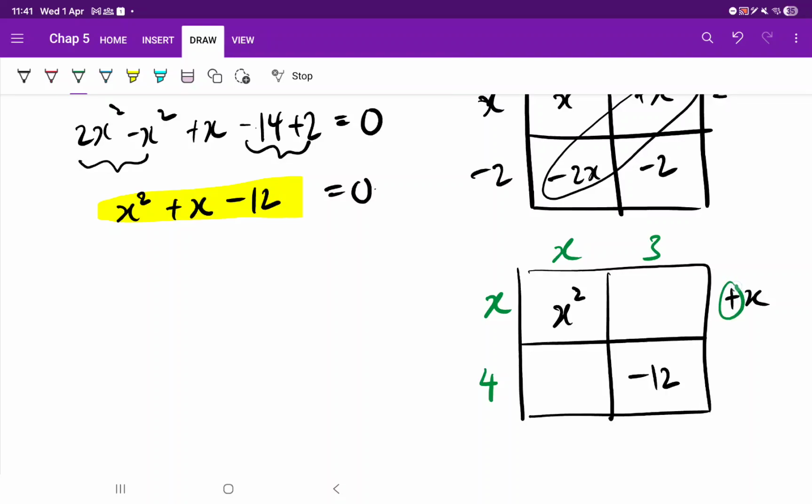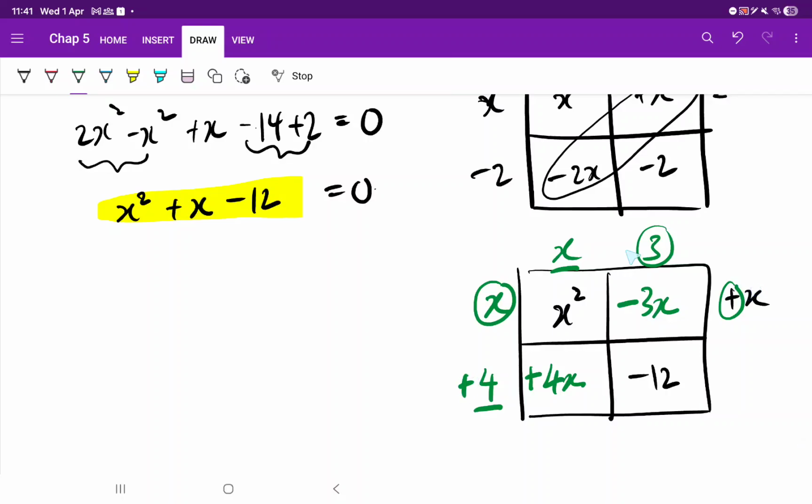I want a plus x, right? So when I multiply out, this is 3x because 3 times x. This box here is 4x because 4 times x. And I want it to be a plus x. That means this has to be plus, this has to be minus, because 4 minus 3 gives me plus x. Okay? So this is the correct orientation.